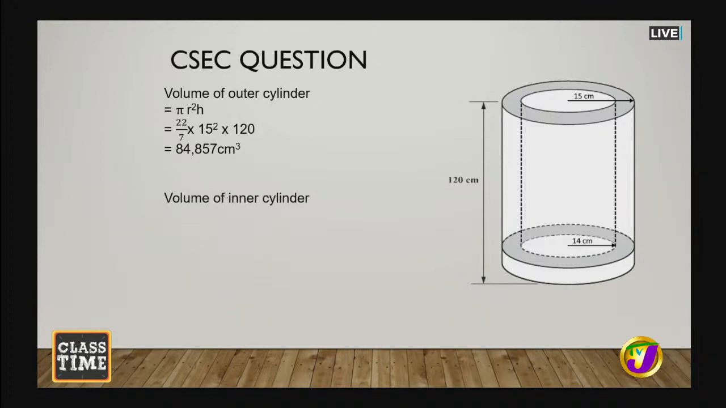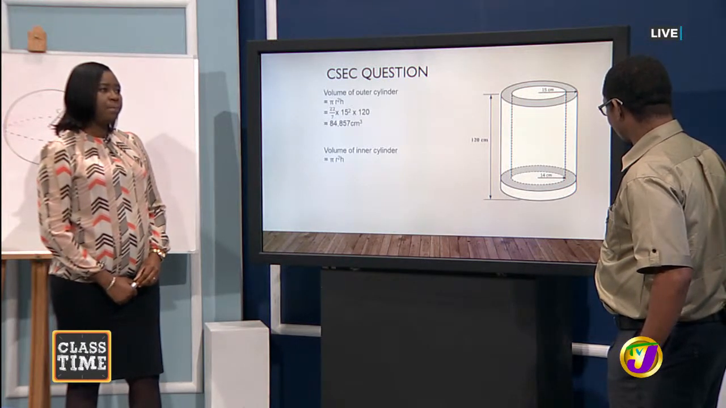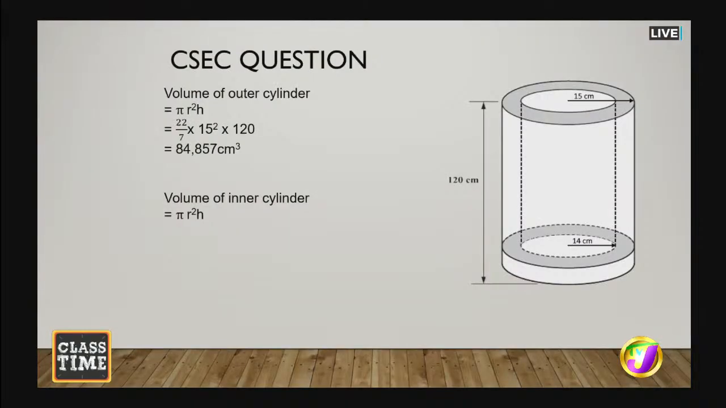Let us look at the volume of the inner cylinder. This is where the analysis takes a little bit more time. We know that the radius of the inner cylinder is 14, that was given. What we have to determine is the height, because obviously the inner cylinder doesn't go all the way down. So we have to determine what that height is going to be. It would be less than 120 as the inner cylinder stops here.